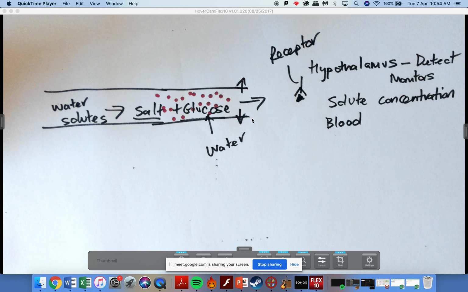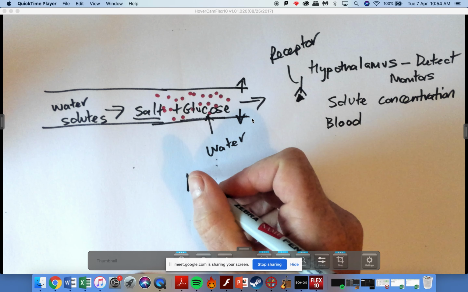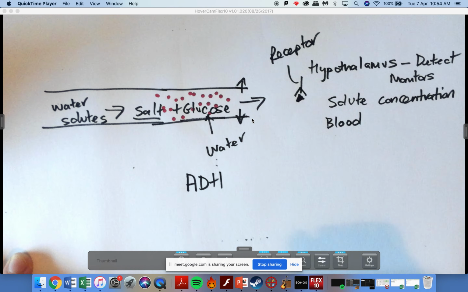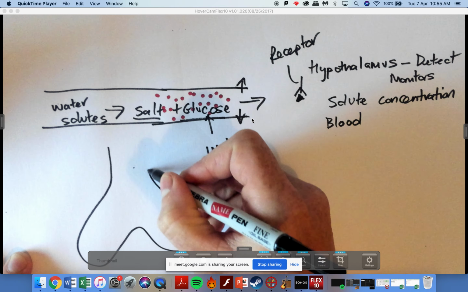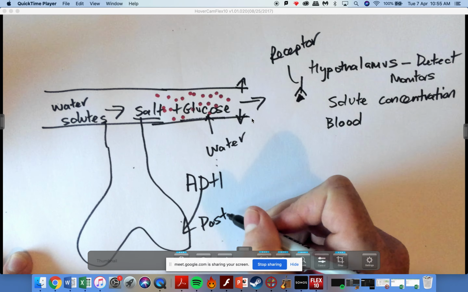So the thing that's going to be involved in this is, well, we talked about just then the anti-P is ADH, and this was from the posterior pituitary.